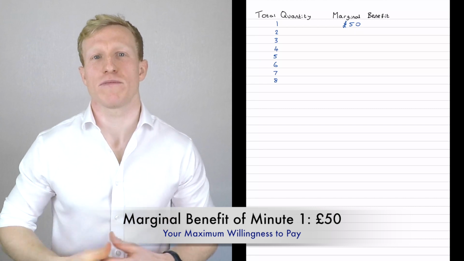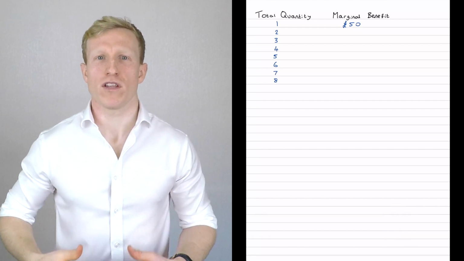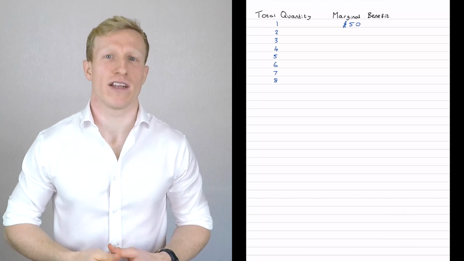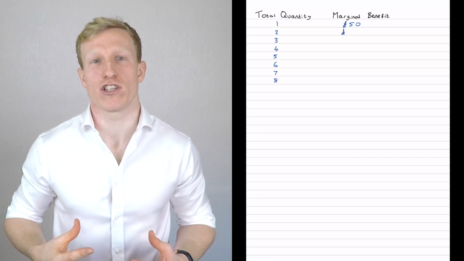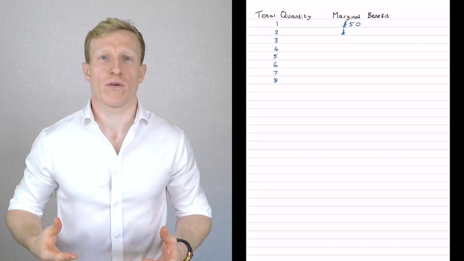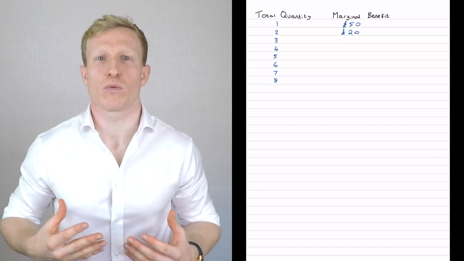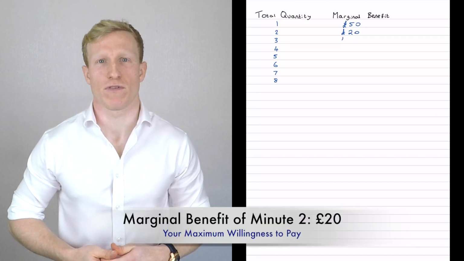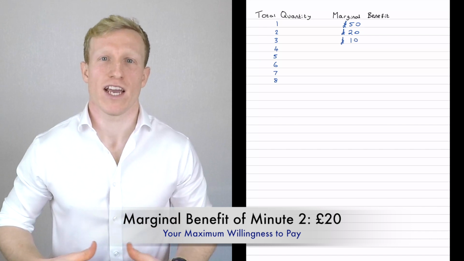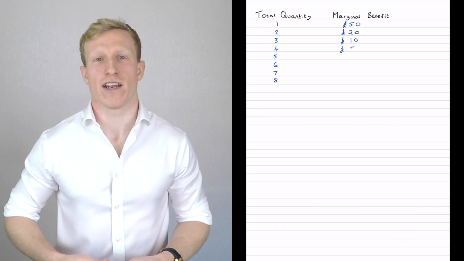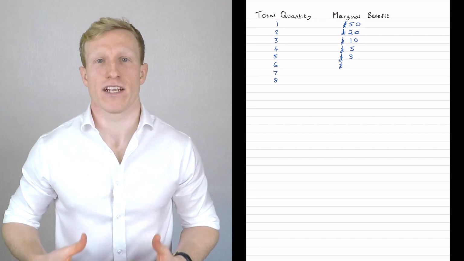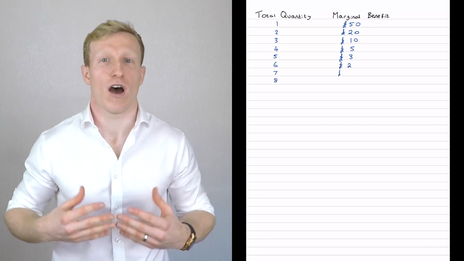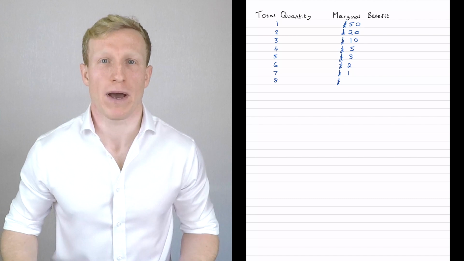What about the second minute on the phone? Well, you want to talk to your family for a second minute, but the information you're conveying isn't as important as the information in the first minute. So instead, you'd only be willing to pay £20 for the second minute on the phone. And for the third minute, it'd be £10. For the fourth minute, £5. For the fifth minute, £3. For the sixth minute, £2. For the seventh minute, £1. For the eighth minute, 50 pence.